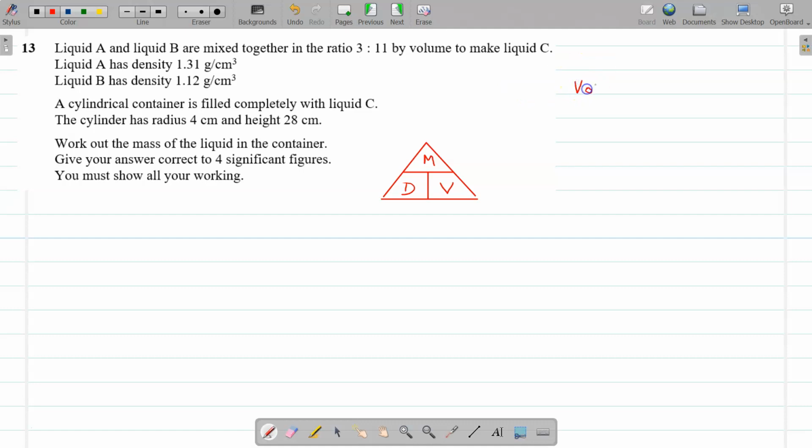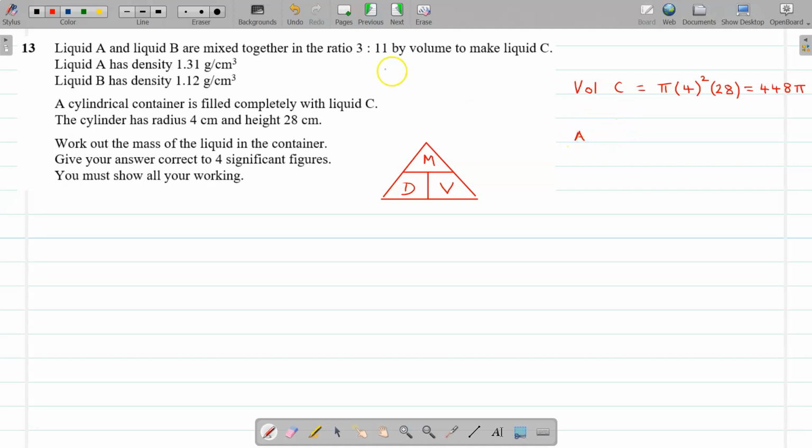Okay, so the volume of container C is equal to pi r squared times the height. Now r is 4 and the height is 28, so it's pi times 4 squared times 28, and that comes to 448 pi. So that's the volume of the container that we've got to fill. We don't need to decimalize it, we can keep it like that. And we're interested in 2 fractions.